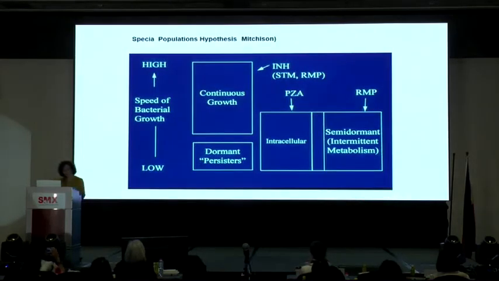So this is the hypothesis as to why this combination works well, because it is active against the different populations that an active TB has. INH works well with an actively dividing population, as well as streptomycin. PZA works well with intracellular organisms, and rifampicin works well with your semi-dormant organisms, and ethambutol is mainly there to protect against INH resistance.